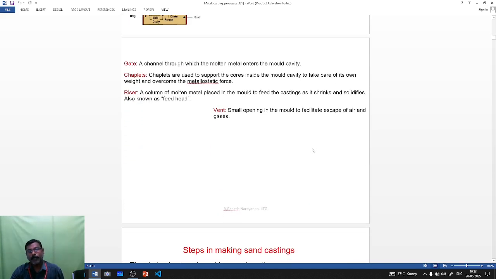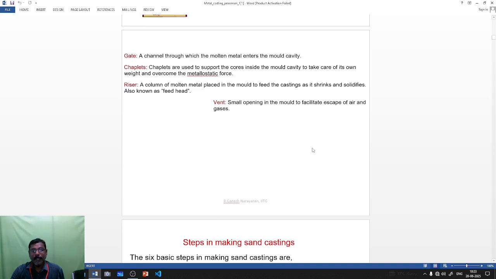The gate is very important in the casting process. It is the channel through which the molten metal enters the mold cavity. The chaplets are used to support the core inside the mold cavity to take care of its own weight and overcome the metallostatic forces. The riser: the column of molten metal placed in the mold to feed the casting as it shrinks and solidifies. The vent is a small opening in the mold that facilitates escape of air and gases.